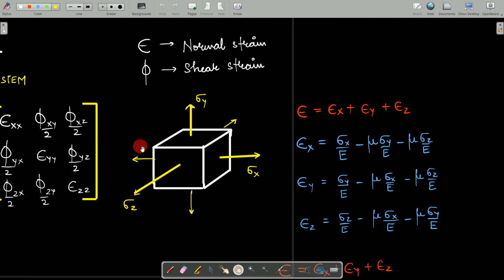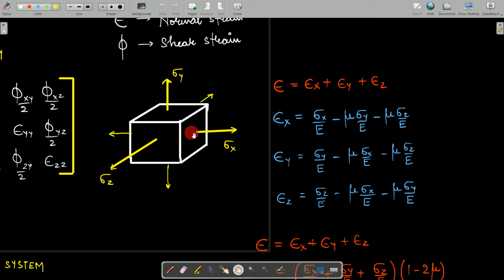Now, in order to show this strain system, we have taken a cuboidal or cubical block, and we show this stress system: sigma x, sigma y, and sigma z. Due to this sigma x, sigma y, and sigma z, there will be some normal strains produced. So let us consider the normal strain along the x direction. The effect will be due to x, due to y, and due to z. Of course, we have studied what lateral strain and linear strain are.